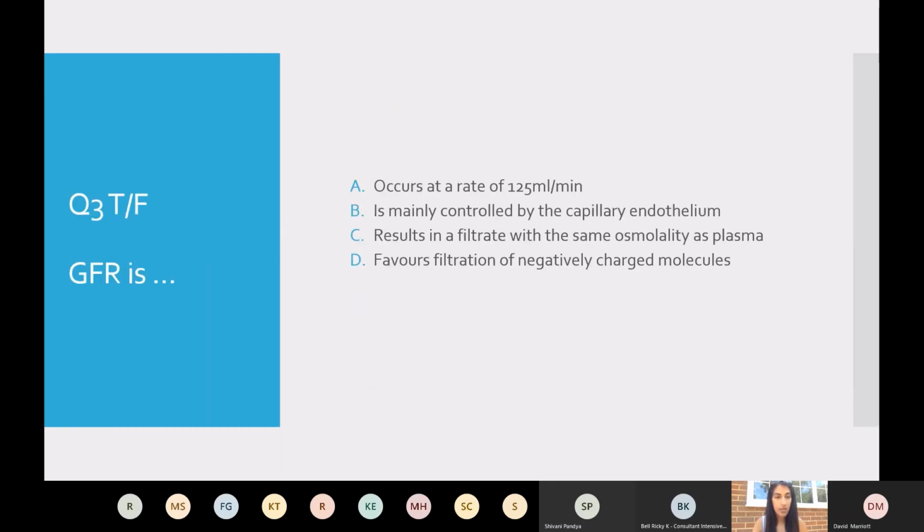Okay, the third question, another true-false, is about the glomerular filtration rate. So GFR: A, does it occur at a rate of about 125 mils per minute? This is in a normal, healthy person. B, is it mainly controlled by capillary endothelium? C, does it result in a filtrate with the same osmolality as plasma? And D, does it favor the filtration of negatively charged or positively charged molecules?